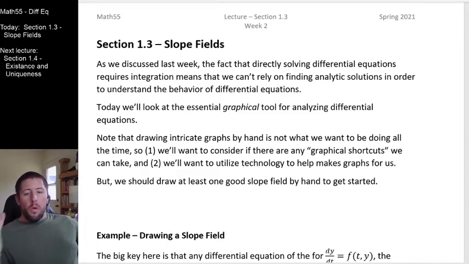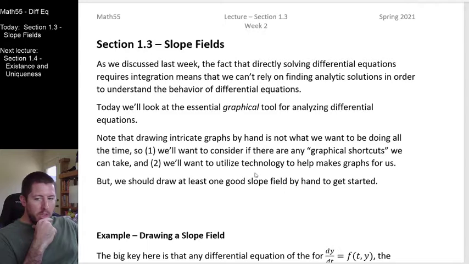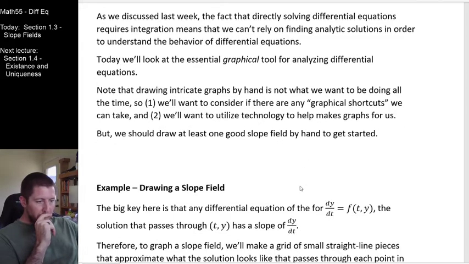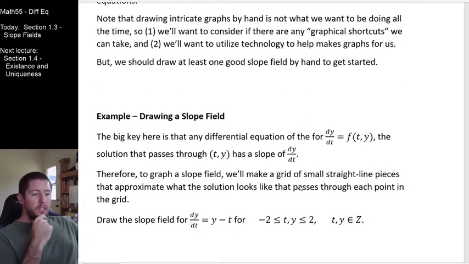What I want to start with is the lame thing, which is let's start by drawing one by hand. I'll probably ask you to draw one or two more by hand, but this isn't going to be a typical thing. It's important to do it once to see where things actually come from, so that when you're looking at the technology-produced graphs, you understand exactly how that graph was generated. So, drawing a slope field by hand will be our first example, and we'll follow this example for a while today.